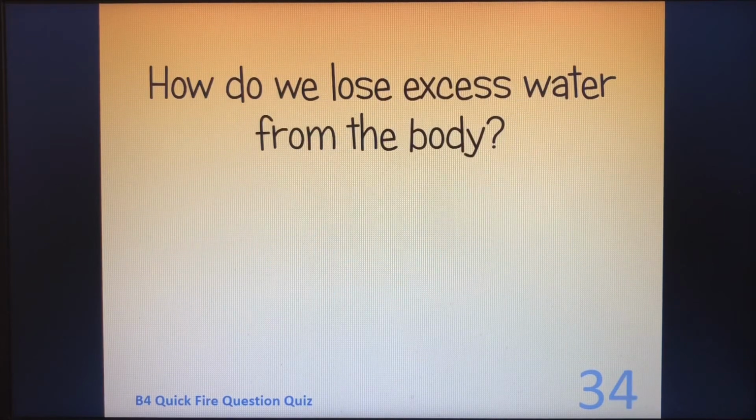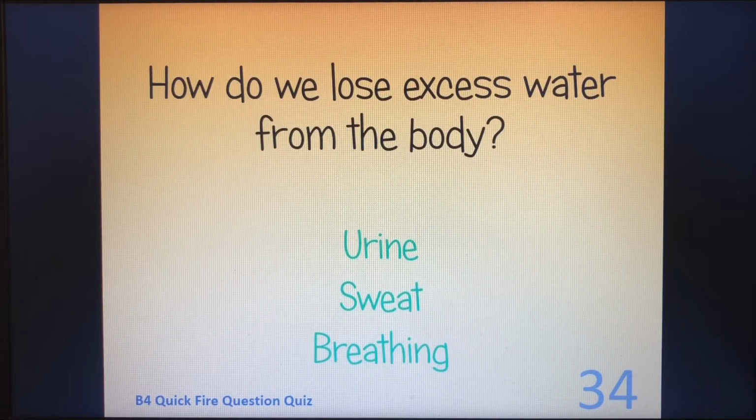Question 34. How do we lose excess water from the body? 3 methods. How do we lose excess water from the body? 3 different methods. Okay, the answers are urine, sweat, breathing. Breathing's a funny one, but if you breathe on a window, you can see that water, that moisture that's come out of your breath, okay?